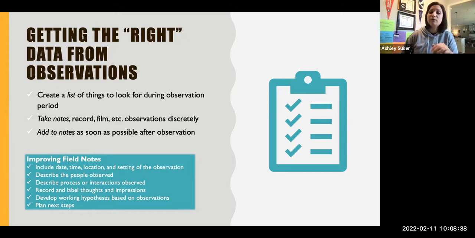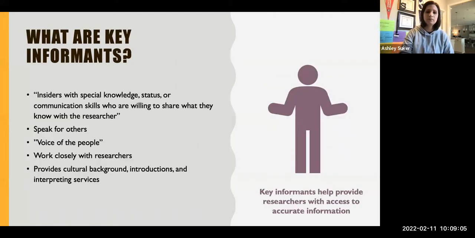You need to describe the process or the interactions observed. It's important to be able to describe what is happening, and you need to work through and label all of your thoughts and impressions after the fact. And then finally, you need to develop a working hypothesis based on observations. And then once you have all of those things done, you can plan for the next steps.